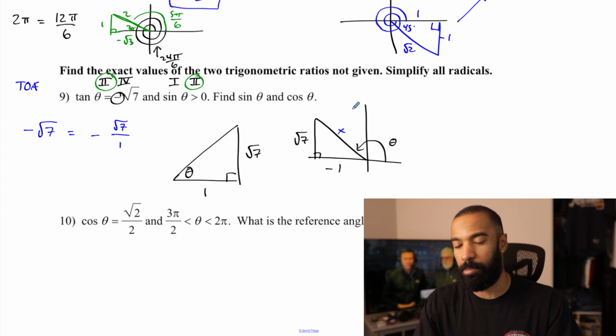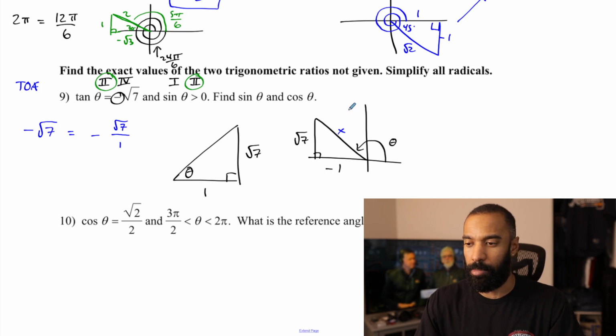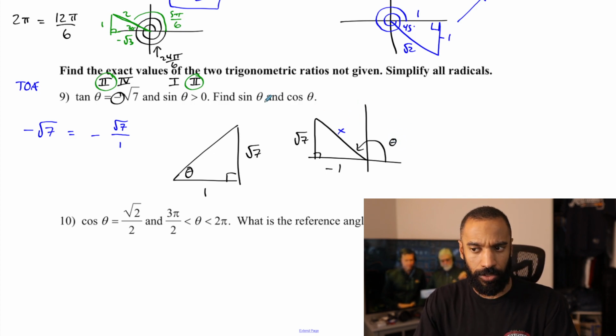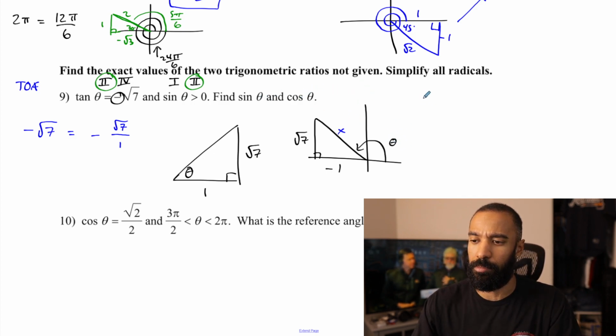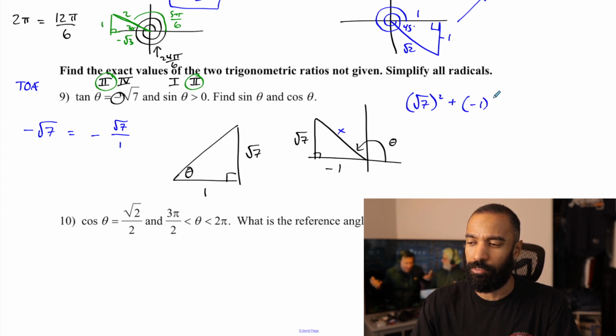So we got to use, say, the Pythagorean Theorem to find out what this hypotenuse is. It never had to do with finding the angle. It was just about what is the sine and cosine of it, meanwhile. So I'm going to do the Pythagorean Theorem, where you square root 7, you square negative 1, and then you get your x squared right there.